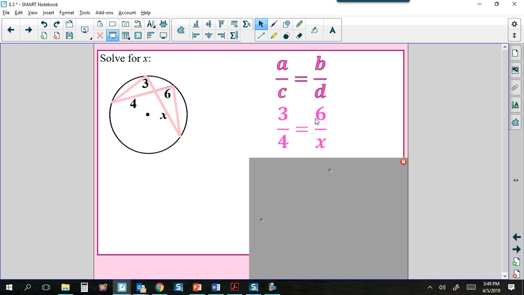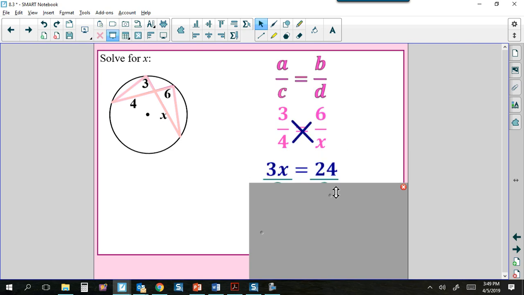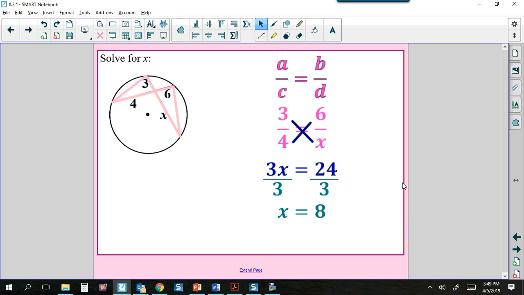Exactly. And then after you have it set up, you're simply going to cross multiply, giving you simply 3x is equal to 24. Then you're going to divide the 3 out, and you get 8.